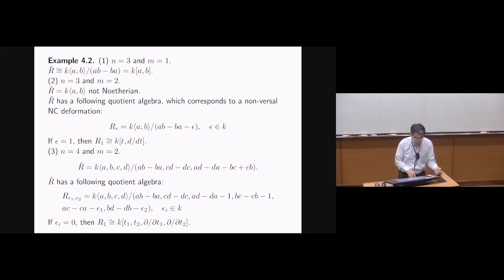But for example, if you consider just a one-dimensional subspace in three-dimensional space, then you get just an ordinary polynomial ring. But if you take the dual, so a two-dimensional space inside three-dimensional space, then what you get is a non-commutative polynomial ring. So it is not even Noetherian. And from this non-Noetherian ring, by taking a quotient algebra of the versal ring, that corresponds to some non-versal deformation.